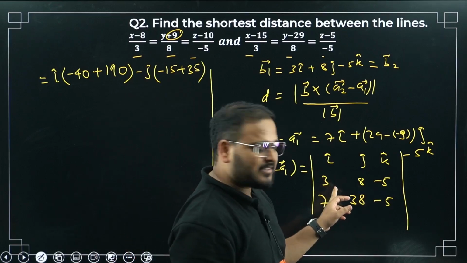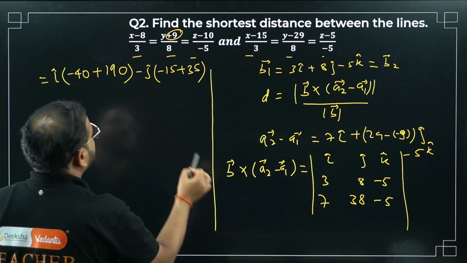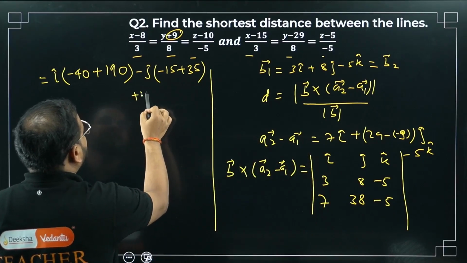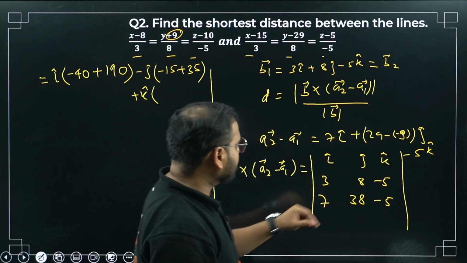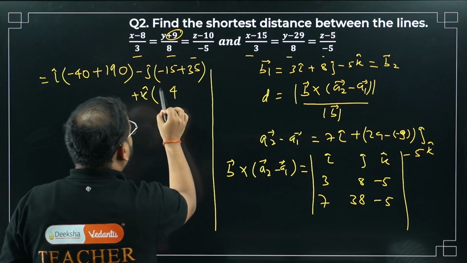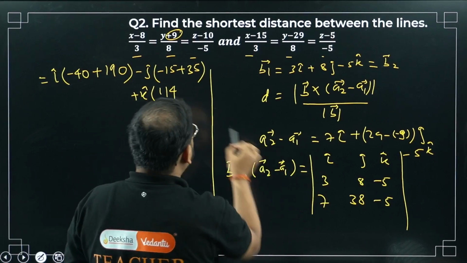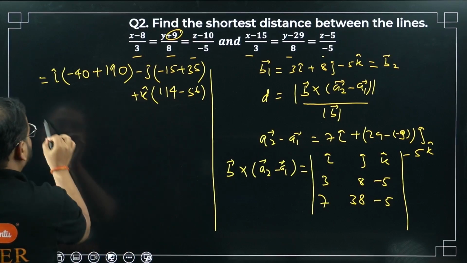Minus 5, 3, minus 15, 7 into minus 5, minus 35, but there's a minus sign, so plus 35 for this, and plus k cap. Please check for the k cap. 38 into 3, 8 3s are 24, carry 2, 9 plus 2, 11, 114, right? And minus 56, 8 7s are 56. Please check what I'm getting this value.